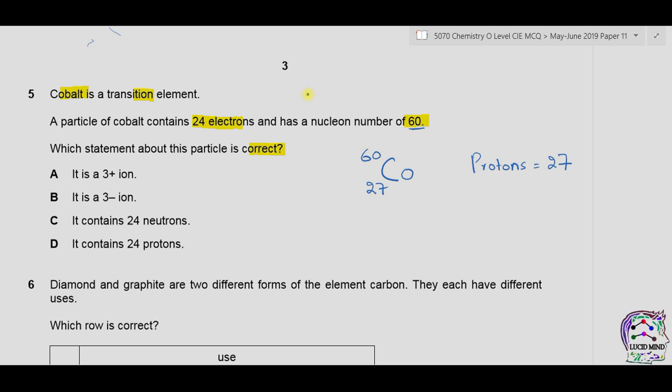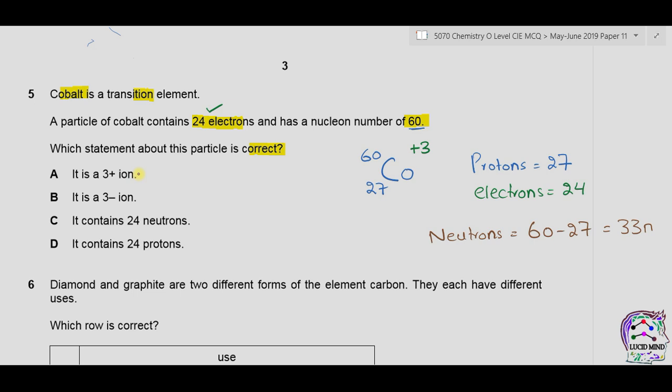Now, if atomic number is 27, it means number of protons is 27. In neutral cobalt, number of protons is equal to the number of electrons, but they have given 24 electrons. It means 3 electrons are less than protons. It means 3 electrons are lost. So the charge on cobalt should be plus 3. In order to find the number of neutrons, we have to subtract 27 from 60. So neutrons equals 60 minus 27, which equals 33 neutrons.